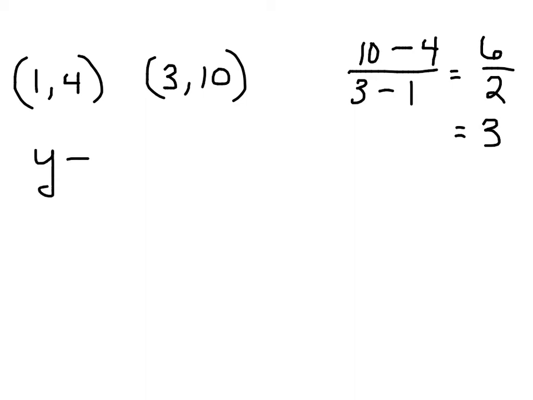So y minus, what's the y coordinate of the ordered pair you're using? 4. Equals the slope times x minus, what's the x coordinate of the point you're using? 1. Good.